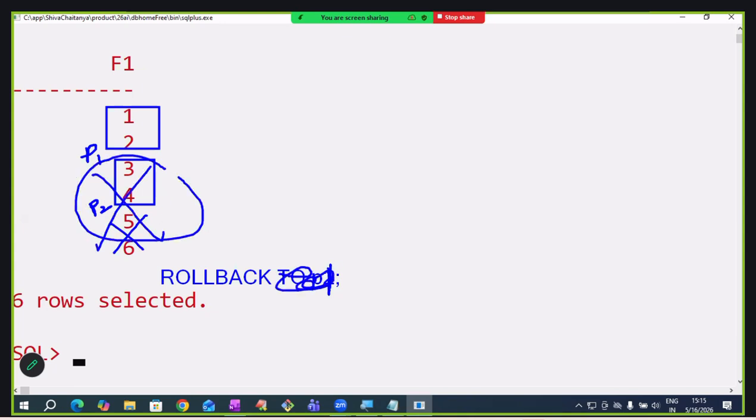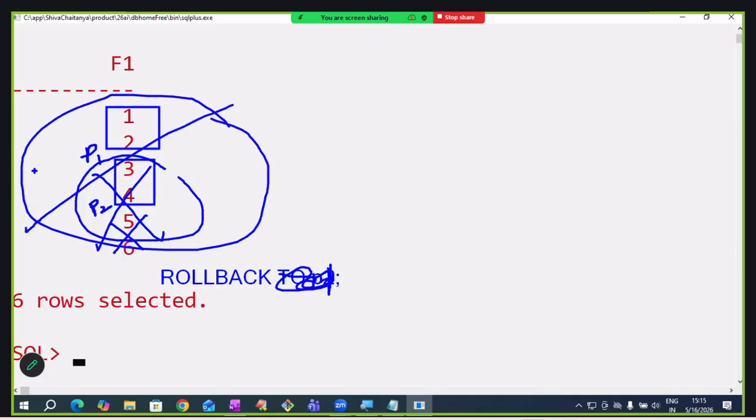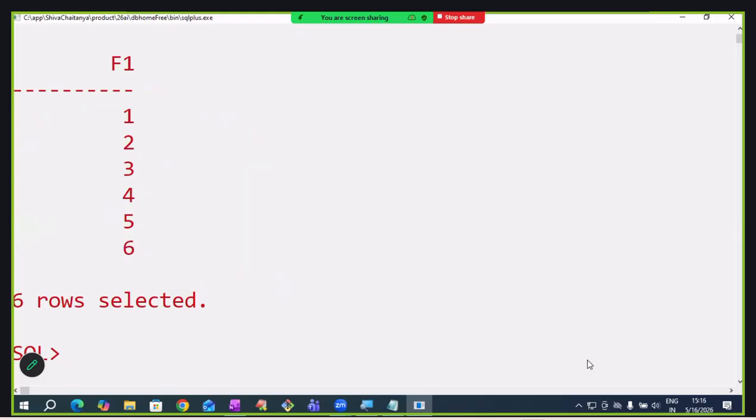If I write rollback here, the entire transaction will be cancelled, with all uncommitted actions undone. Based on our requirement, we use them. To cancel up to a point, use rollback to savepoint name. To cancel the entire transaction, use rollback. Based on your requirement, use it.